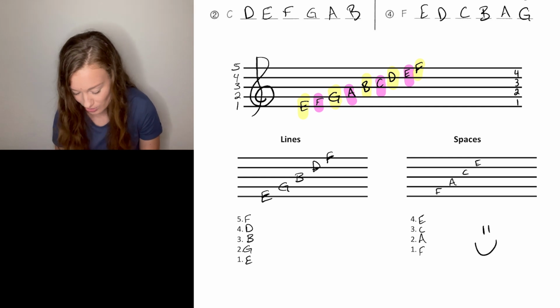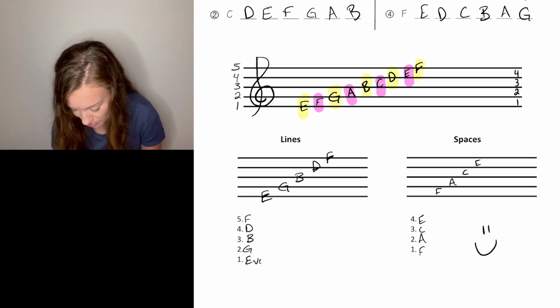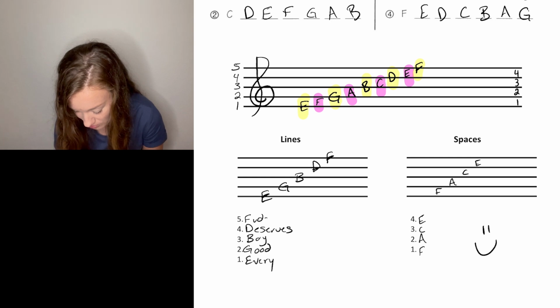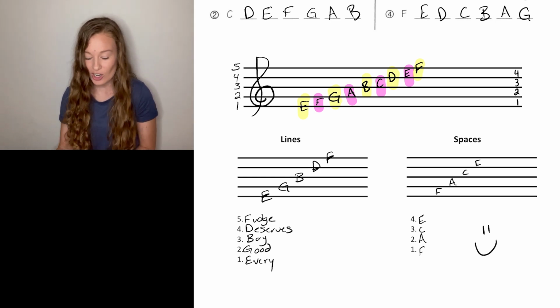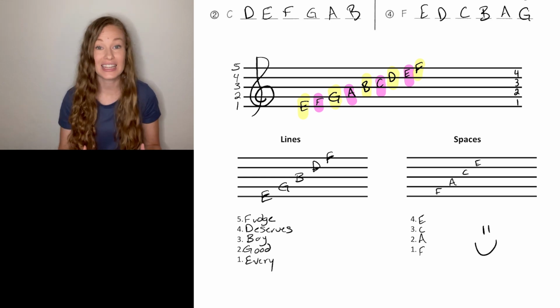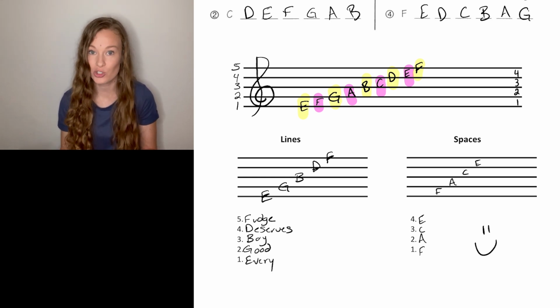So let's go ahead and write in those words. So the bottom word is every. Next one, good, boy, deserves. Now I'm gonna use fudge, but if you can think of a better one, go ahead and use your own word. And so these are our little cheat sheets to remember the lines and the spaces of our treble clef notes on the staff.